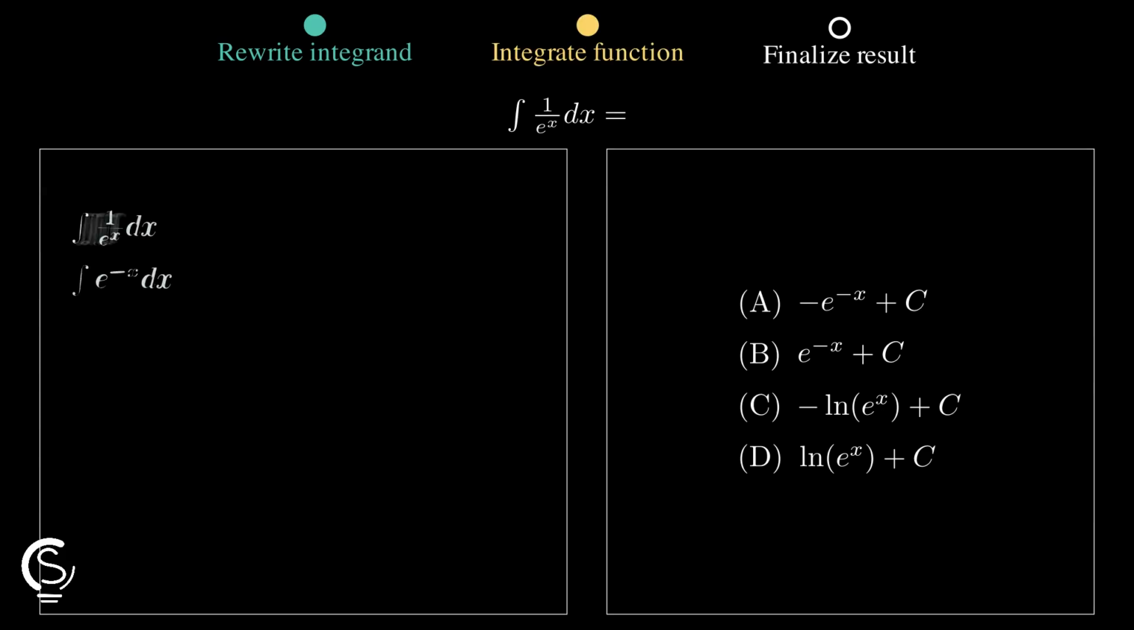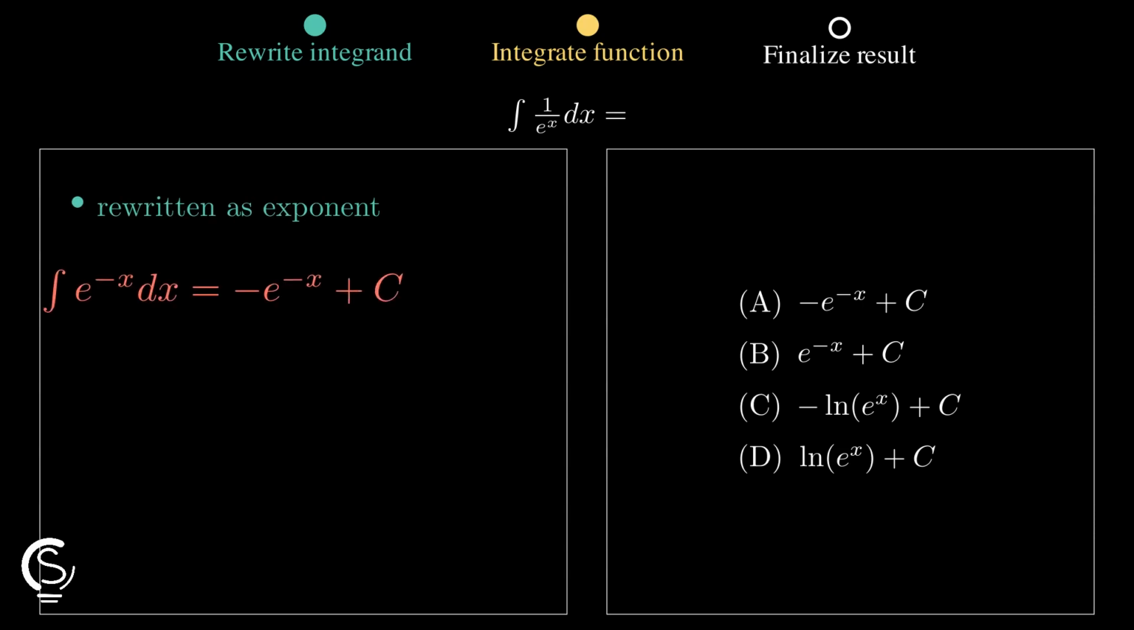Now we integrate. The integral of e to the negative x is negative e to the negative x because we must account for the chain rule. You got this. Keep going.